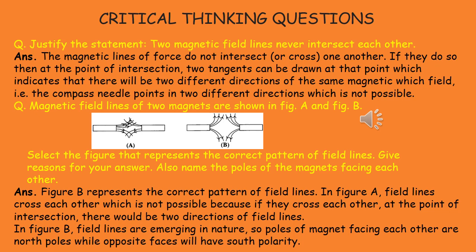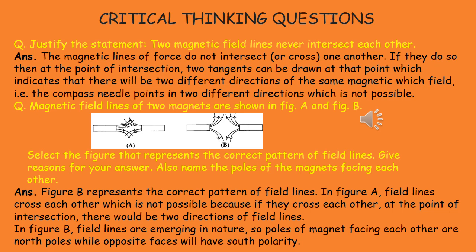But if by chance they intersect, so in the intersecting point we can draw two tangents and the two tangents will show two different directions. But magnetic force is a vector quantity which has magnitude and it is directed in one specific particular direction. It cannot have two directions at a particular place. So what happens? That assumption was wrong. That means it can never intersect each other.